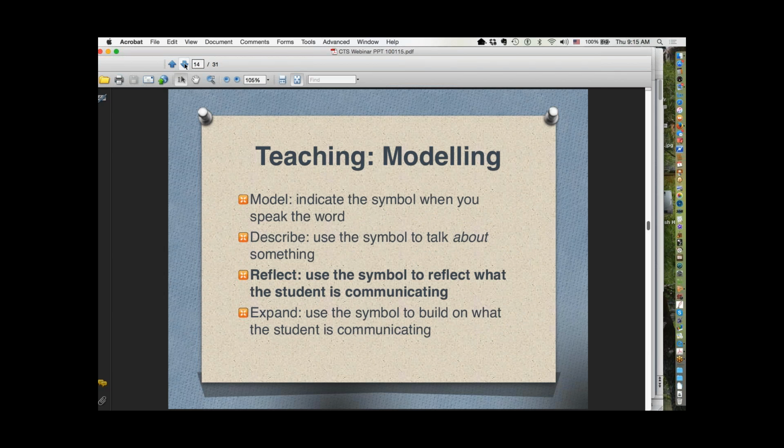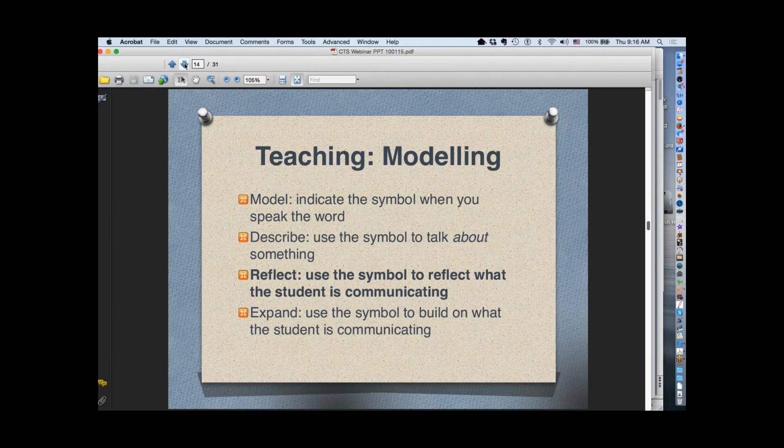We've already covered a few different ways in which we can model these words, but what Mary Louise will be covering after we cover these first 4 words is reflection. So using the symbol to reflect what the student is already communicating. And I thought these 4 words really lend themselves well to reflecting.